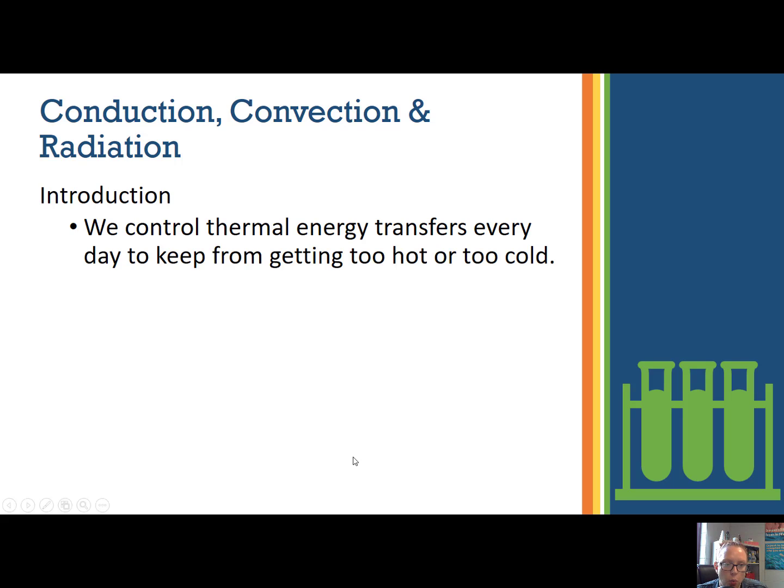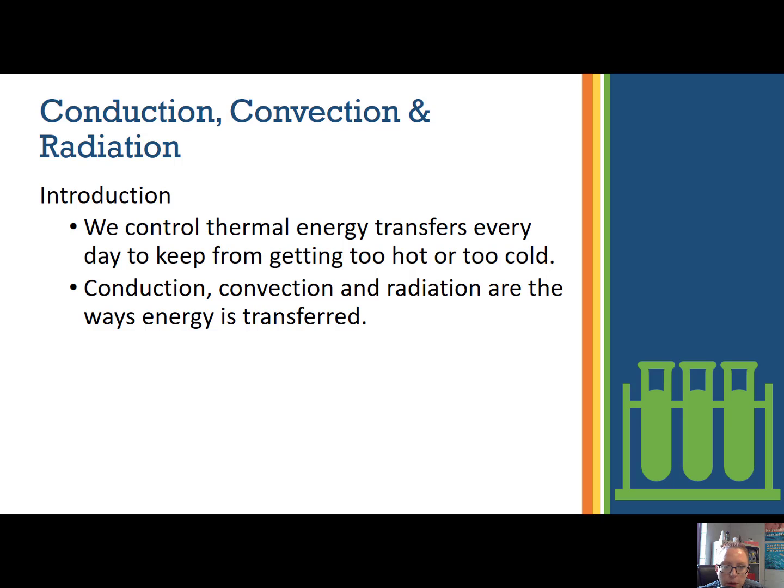First of all, we control thermal energy transfers every single day from getting too hot or too cold. You know, we go inside if it's too hot outside. We adjust the thermostat on the inside if we're too cold. So we actually control thermal energy transfers every day. This is something we're already familiar with. And conduction, convection, and radiation are the ways energy is transferred. These are the three ways that we transfer that thermal energy from one thing to the other.